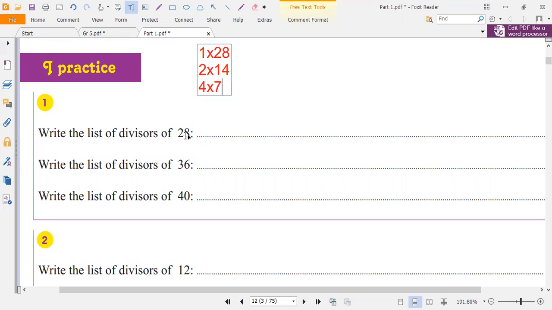Is it divisible by 5? No, the one's digit is not 0, not 5. Is it divisible by 6? No, because no number times 6 equals 28. Is it divisible by 7? Yes, 7 times 4, but we wrote it here, we don't write it again. So now we draw the letter U because we have no other products, and we write them in order.